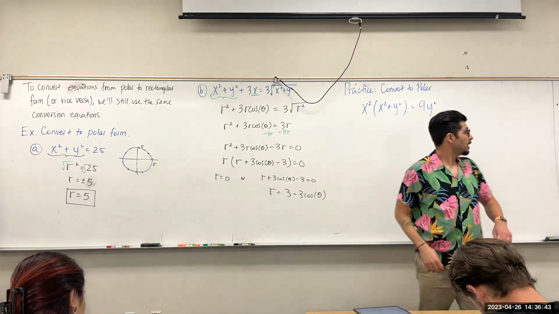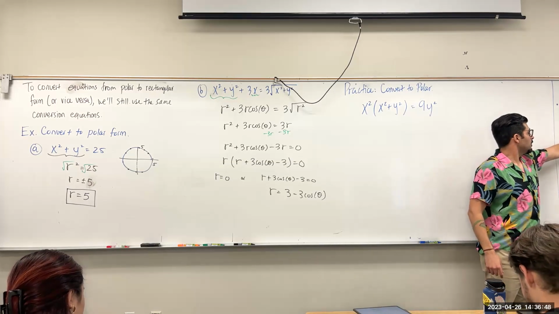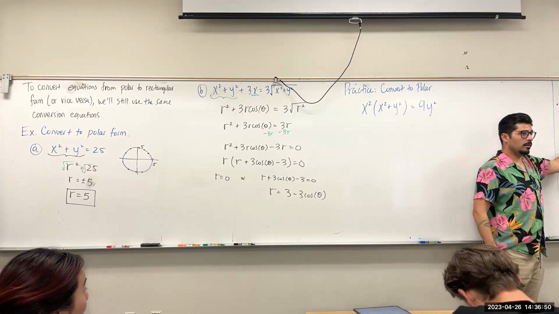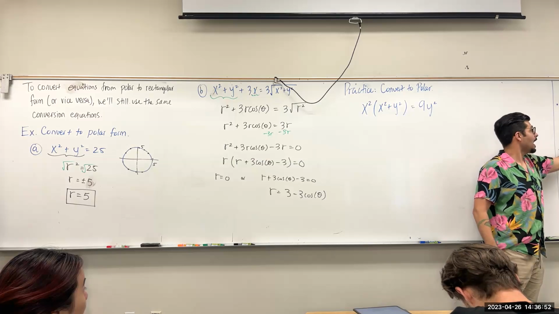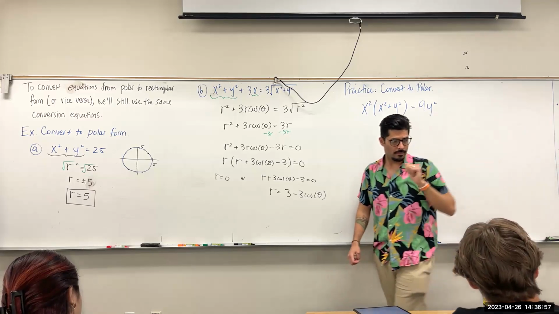Guys, if I square the x here, if I square this thing here, is it just the r being squared? No, the r squared and the cosine is gonna be squared as well. Okay, so be careful.